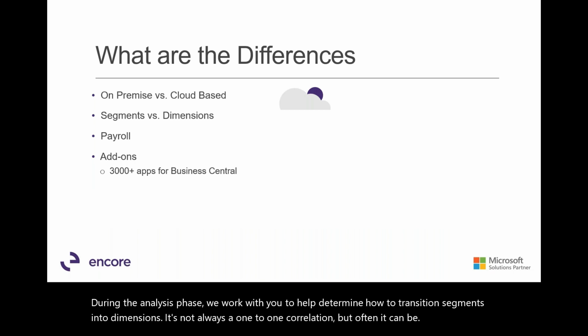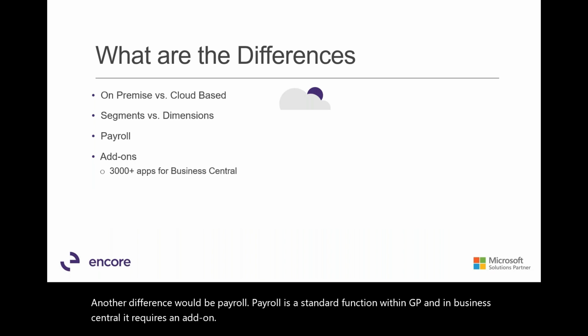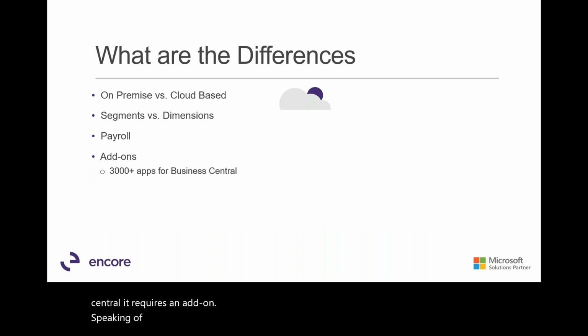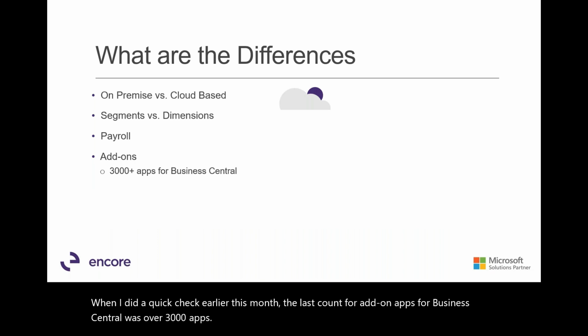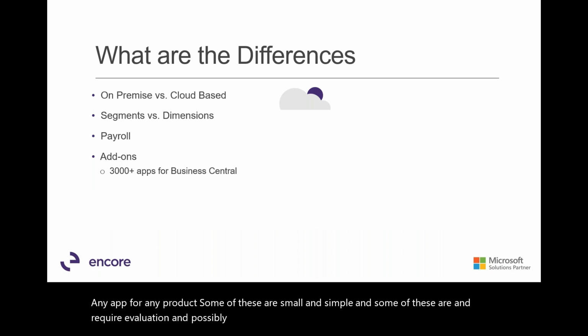Another difference would be payroll. Payroll is a standard function within GP, and in Business Central, it requires an add-on. Speaking of add-ons, when I did a quick check earlier this month, the last count for add-on apps for Business Central was over 3,000 apps. Like any app for any product, some of these are small and simple, and some of these are complex and require evaluation and possibly services to implement. Payroll is a good example of one of those. AP automation may also be another example.